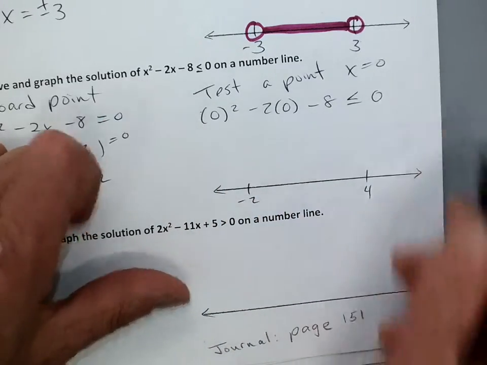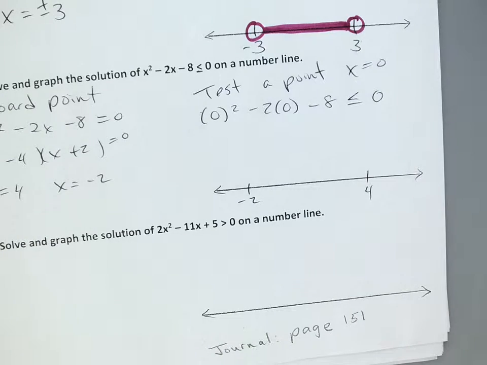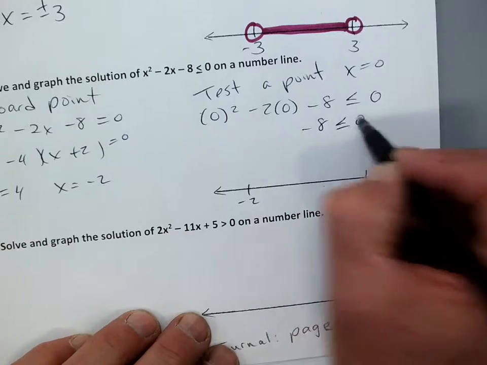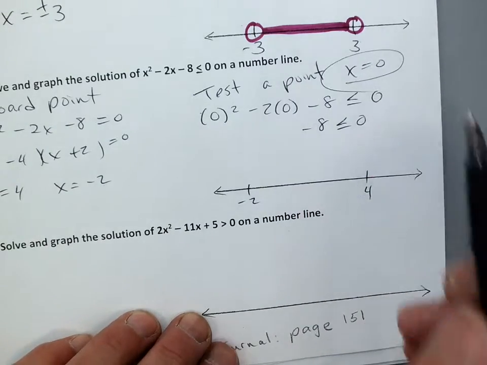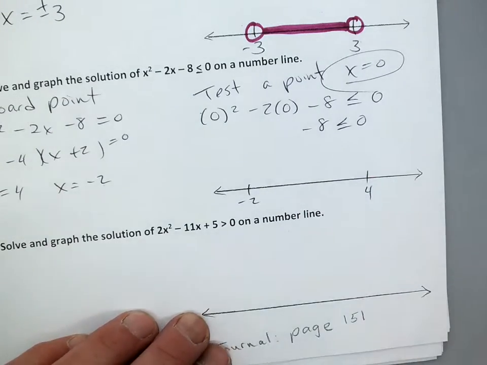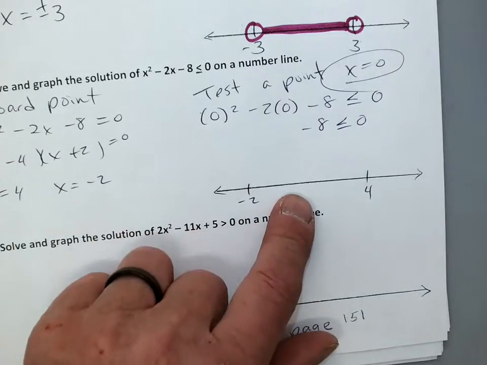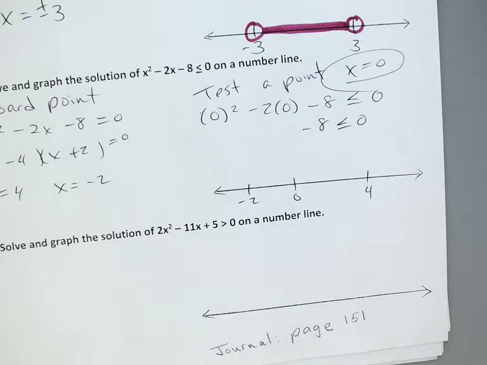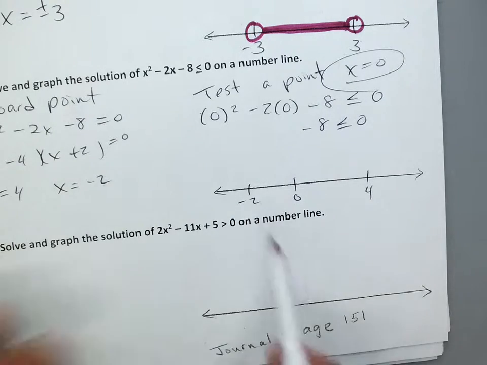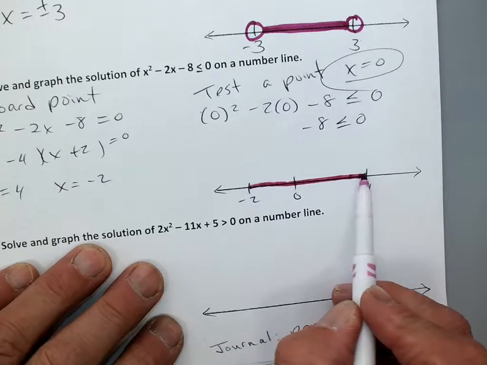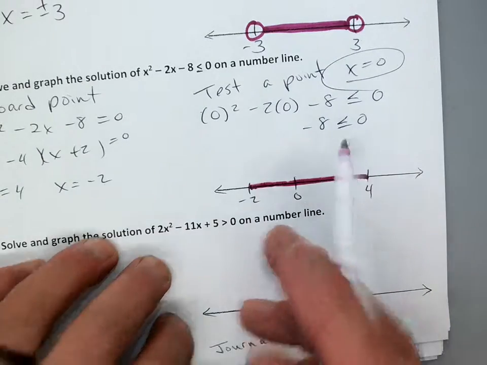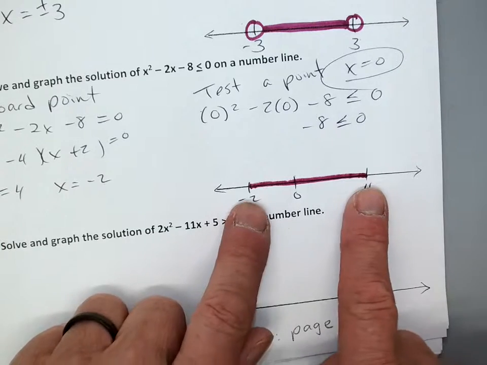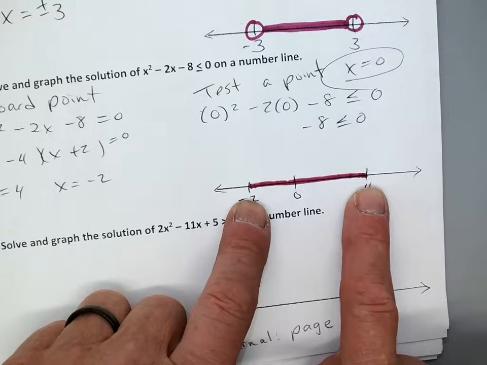Is that less than or equal to 0? So I get negative 8 is less than 0. Is that true? So I've tested 0, and that worked. So 0 works. Now 0 is sitting right about here, right? If 0 works, then everything within its region works. Does that make sense? If 0 works, everything within its region has to work. Now, am I going to have an open dot or a closed dot on my border points?